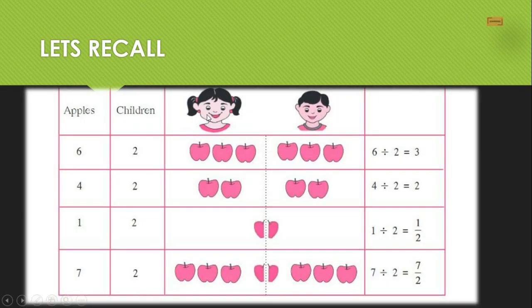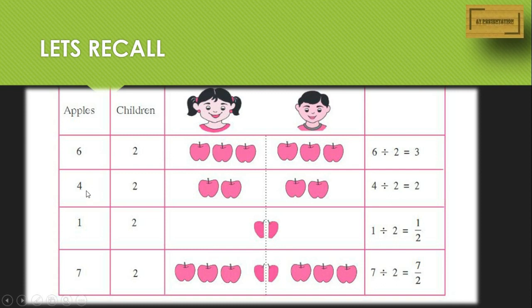Students, there are pictures of a girl and a boy. Apples are shown here, and here the children. There are two children. In the first row, there are 6 apples and 2 children. Then how do we divide 6 apples among 2 children? Here 3 apples we can give to the girl and 3 apples to the boy, meaning we can divide 6 apples equally.